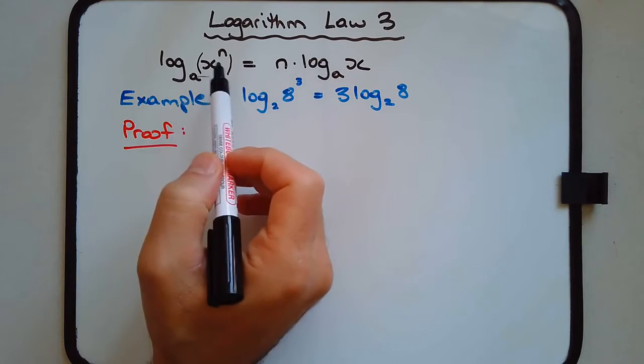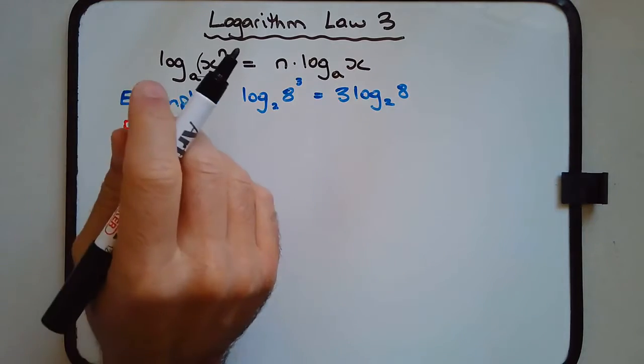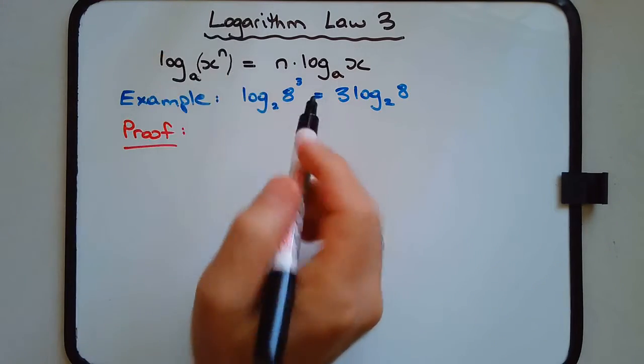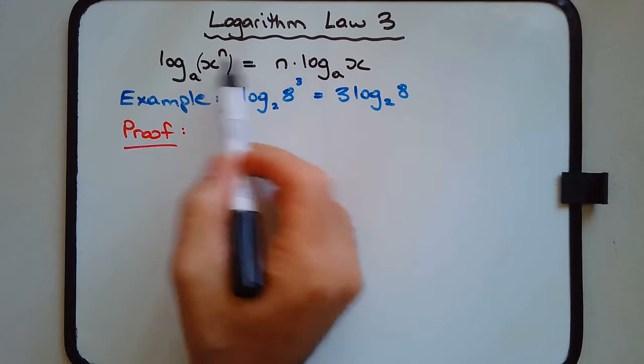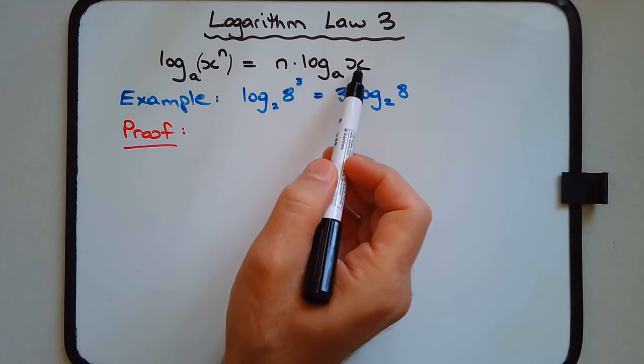So what the logarithm does is that it turns it into a product. So you have a product of the index n times the logarithm base a of x.